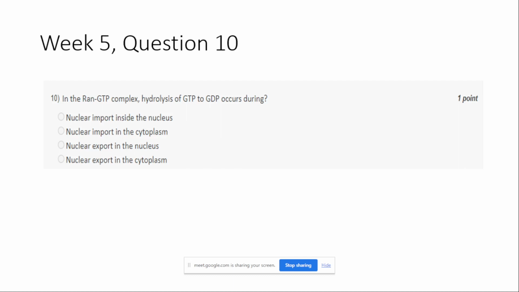Okay, now some questions about nuclear import export. In the RAN-GDP complex, hydrolysis of GTP to GDP occurs during: nuclear import inside the nucleus, nuclear import in the cytoplasm, nuclear export in the nucleus, nuclear export in the cytoplasm. So export in the cytoplasm, right? And we will discuss the nuclear import export mechanism by sharing one example. Here we will see it in detail. So the answer is nuclear export in the cytoplasm.